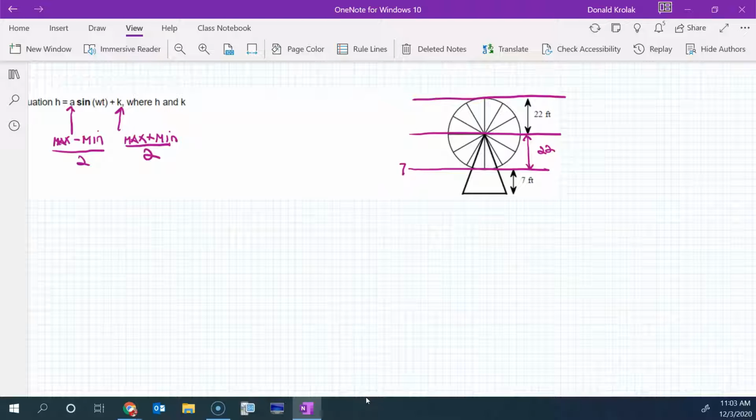So my midline is going to be 7 plus 22, 29. And then 29 plus 22 more feet is going to be 51 feet. Okay, so now I know my max and my min. So once you have that, now you're just going to plug those in and do the math.